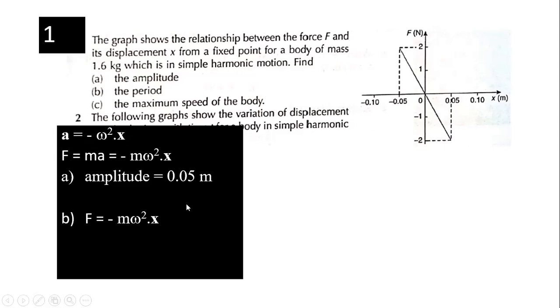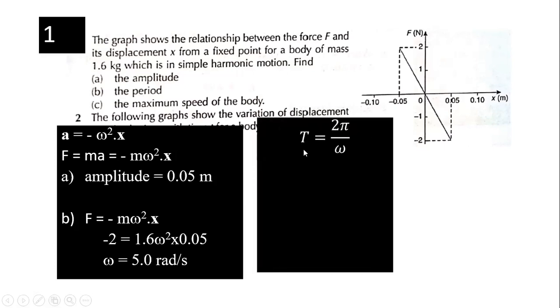Period. There's no way to find the period except to go back to here. Since it's false, then you have to use the formula, that one, and put in your value to find your omega. And from your omega, you can calculate your period. Period is 2 pi over omega.